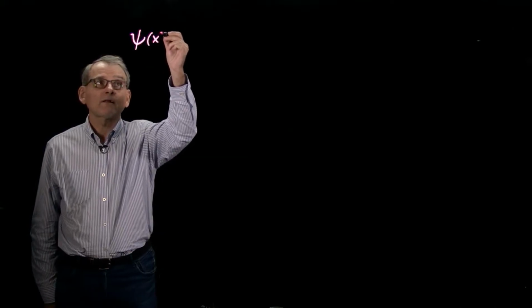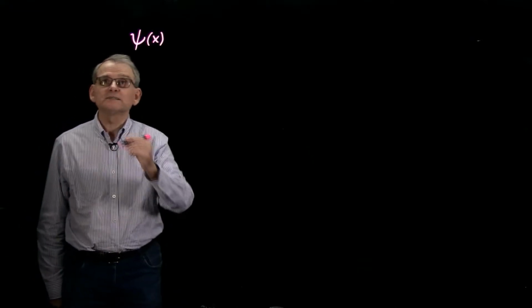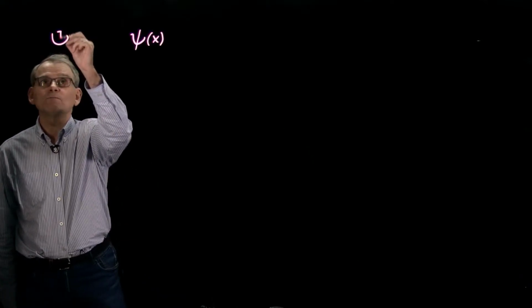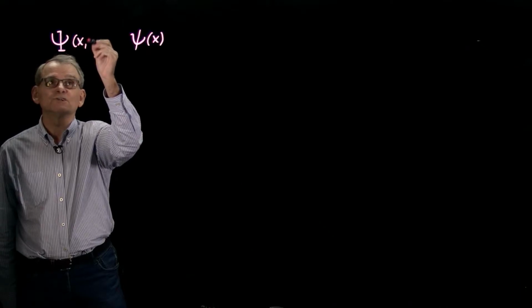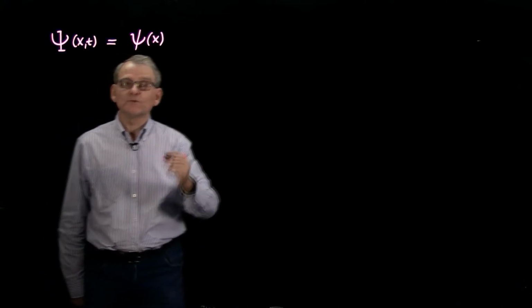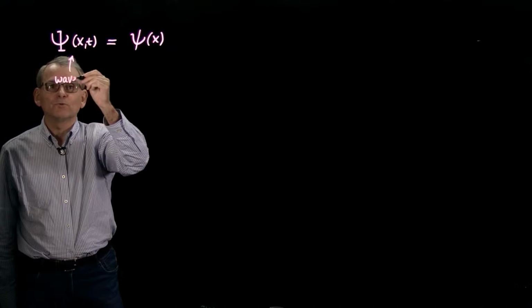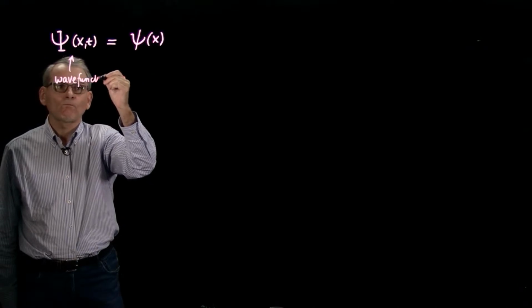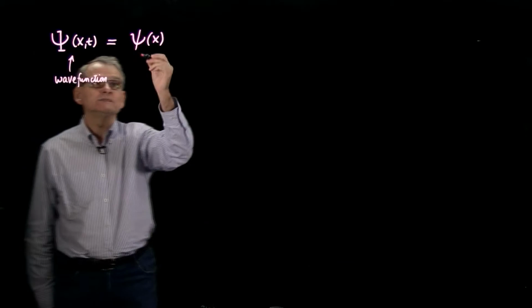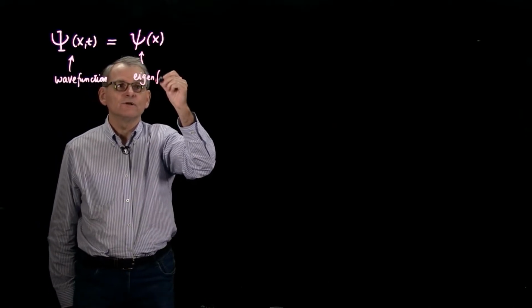The problem is this. If we're given an eigenfunction, which is a function of position, and we're asked the question, what is the wave function, which is a function of position and time, then the relationship between these is the following. So let's just remind you that this is what we refer to as the wave function. And this is what we refer to as the eigenfunction. Now clearly they're intimately related.